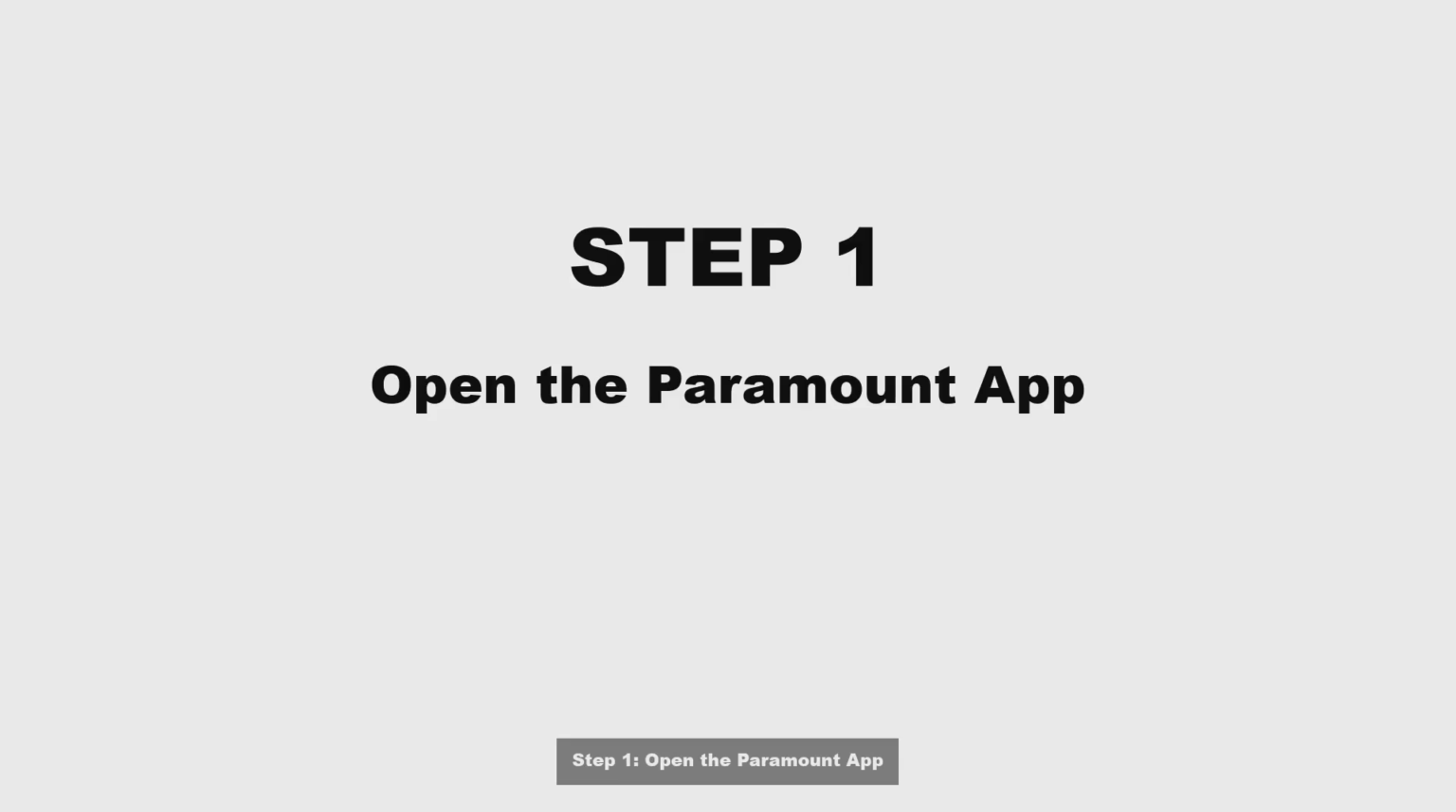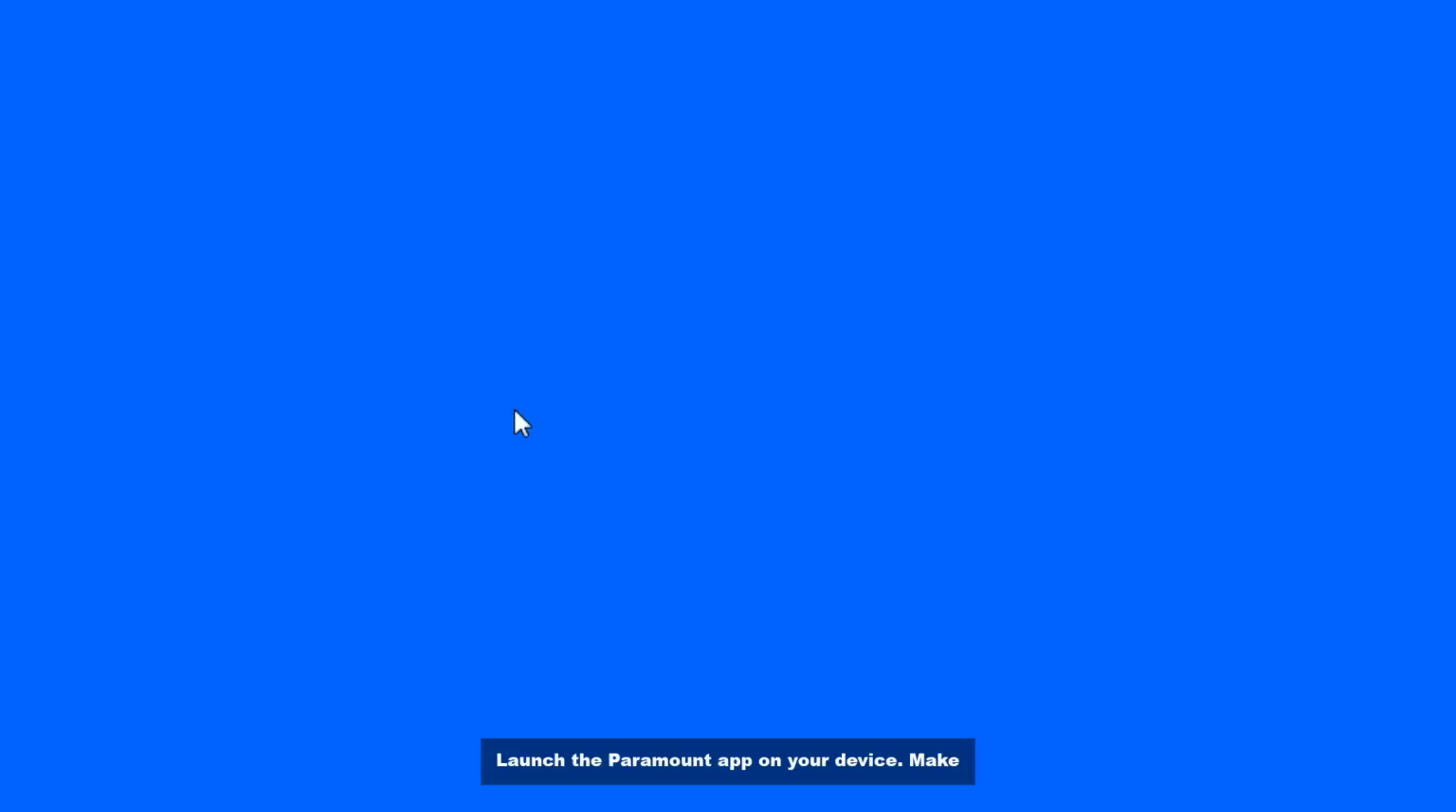Step 1. Open the Paramount app. Launch the Paramount app on your device. Make sure you are logged into the account associated with your subscription.